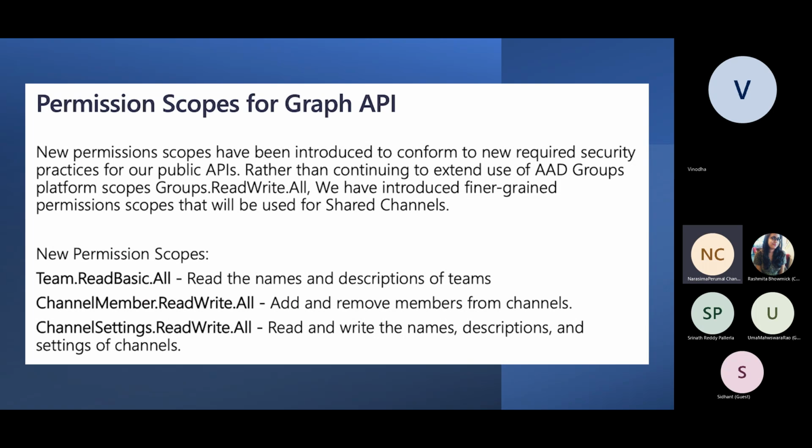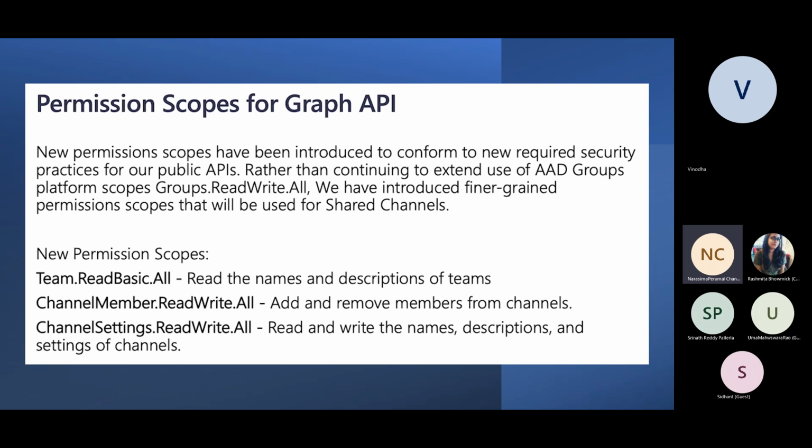To use these new Graph APIs, they have introduced new permission scopes. Earlier, we would use groups.readwrite.all. Now, to use this new type of shared channel Graph API, we will have team.readbasic.all, channelmember.readwrite.all, and channelsettings.readwrite.all.